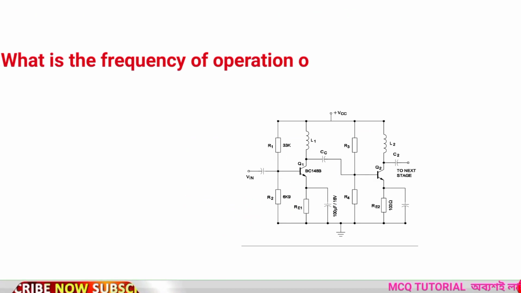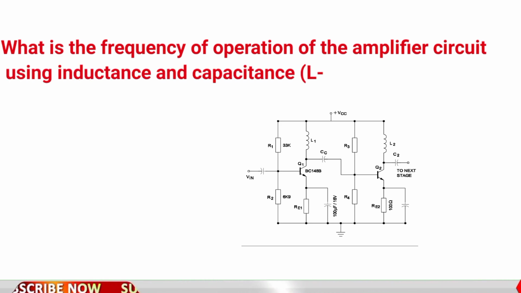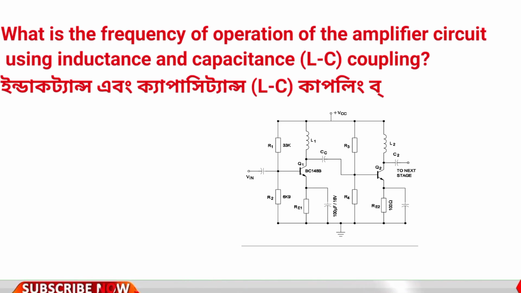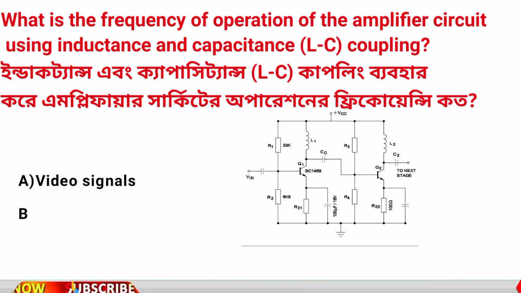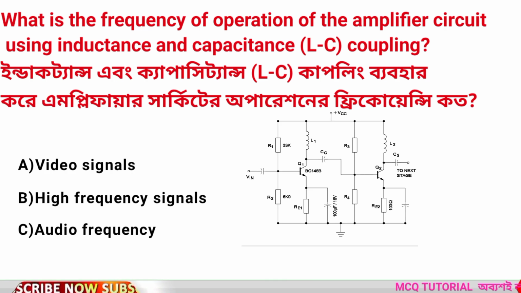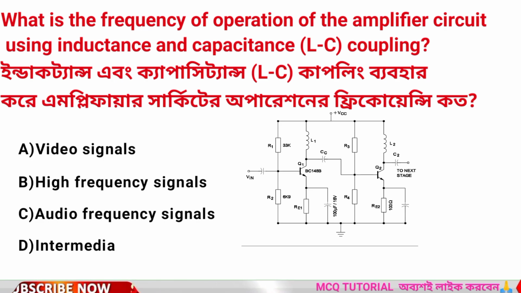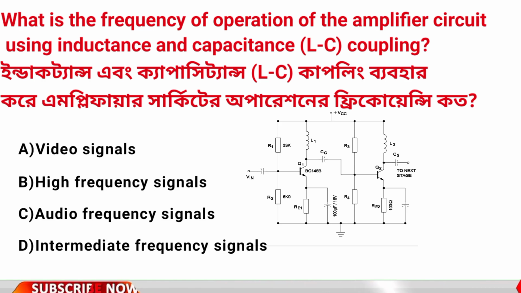What is the frequency of operation of the amplifier circuit using inductance and capacitance coupling? Option A, video signals. Option B, high frequency signals. Option C, audio frequency signals. Option D, intermediate frequency signals.